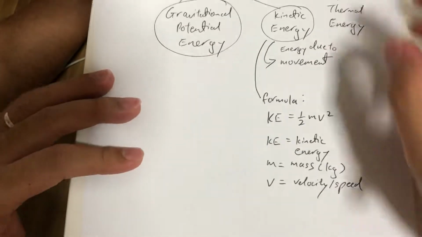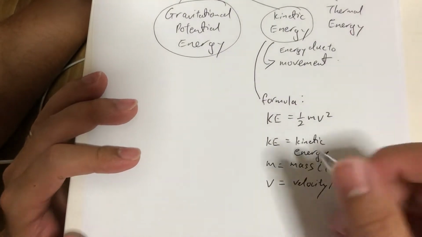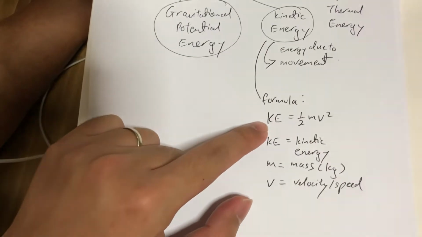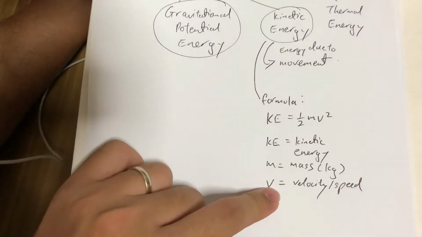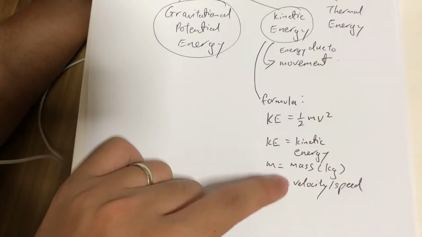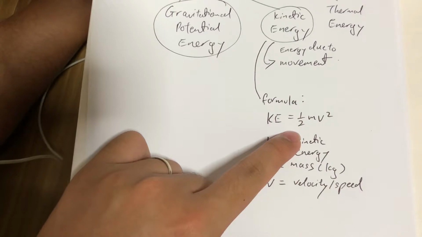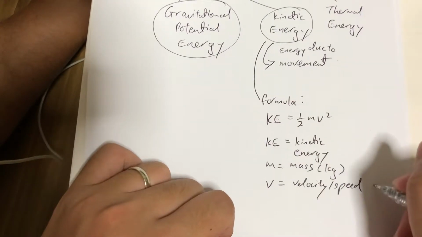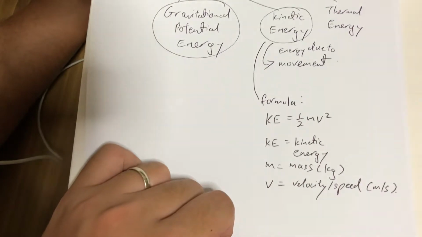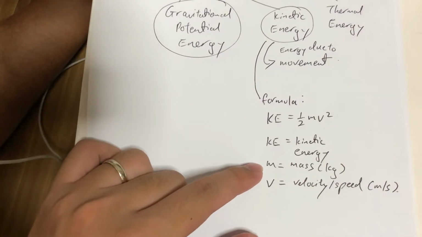What are we trying to tell you here? Basically, in order to calculate kinetic energy, you need to know the mass and the velocity or speed. If you do not know any of the components, you won't be able to calculate the kinetic energy. For velocity and speed, the unit is meters per second. Mass is in kg.